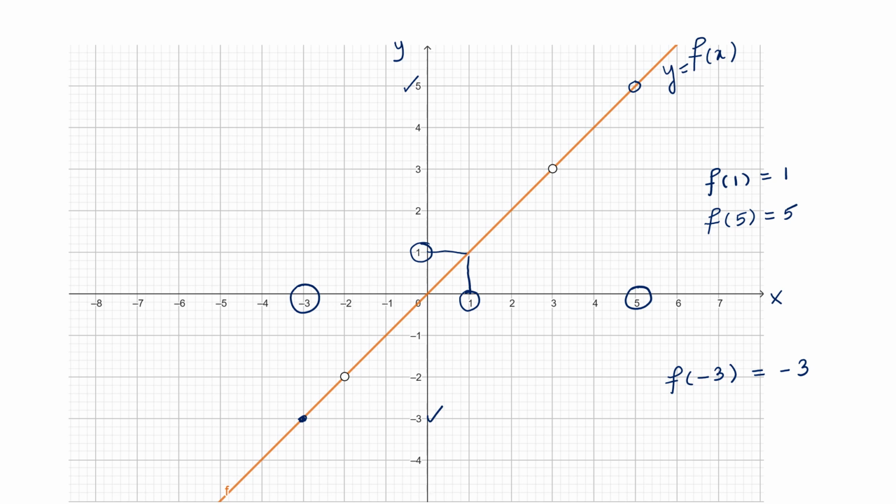But suppose I am considering x equal to 3. The corresponding value here is a circle, a white circle. If a white circle is available, it means the corresponding value is undefined. So when x equal to 3, the f of x value is undefined. What is the meaning here? If we want to find f of 3, f of 3 is undefined.